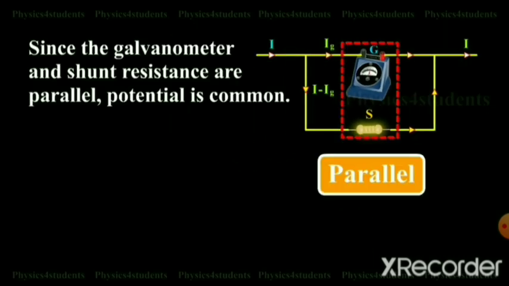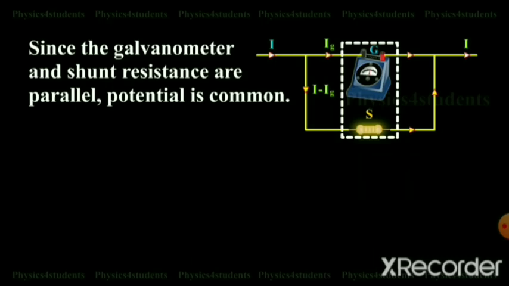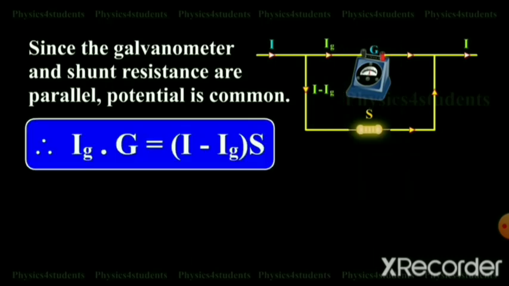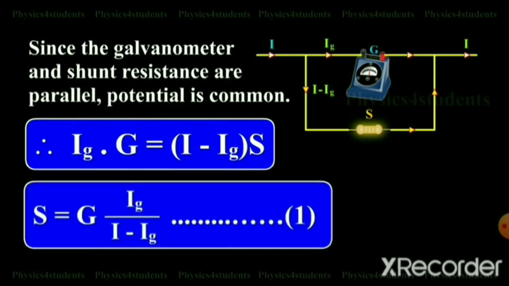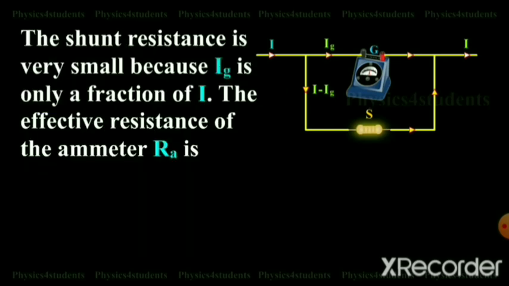Since the galvanometer and shunt resistance are parallel, potential is common. Ig into G is equal to I minus Ig into S. S is equal to G into Ig divided by I minus Ig. Resistance is very small because Ig is only a fraction of I.